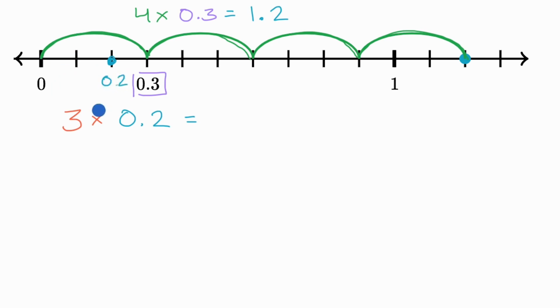This is 0.2. And we're going to multiply it times 3. So we're going to multiply it times 1. Then we're going to multiply it times 2. That takes us to 4 tenths. Then we're going to multiply it times 3 to get us to 6 tenths, 0.6. So it's 6 tenths, just like that.